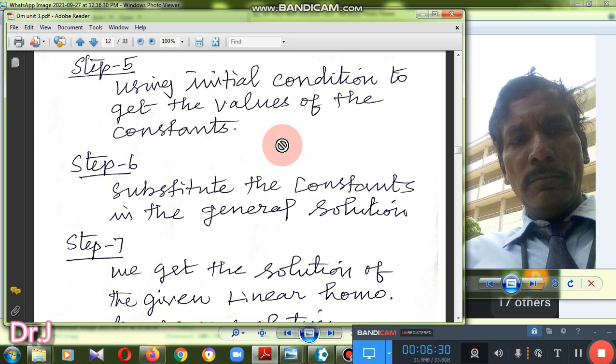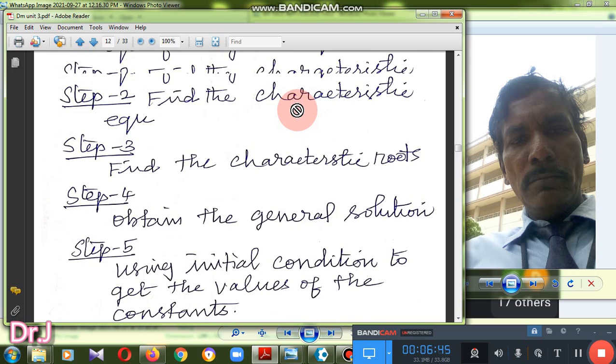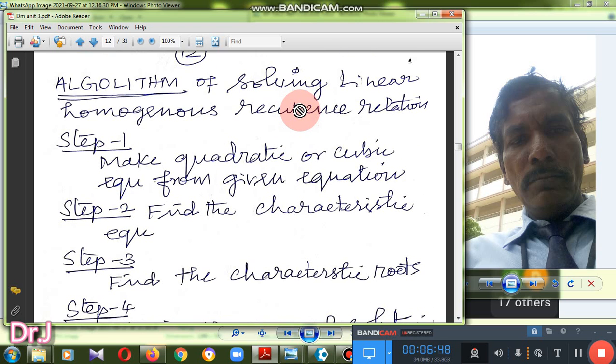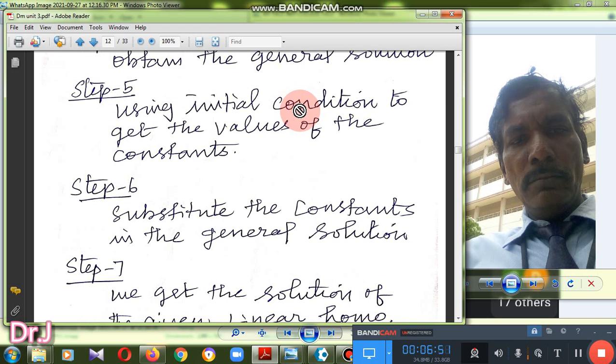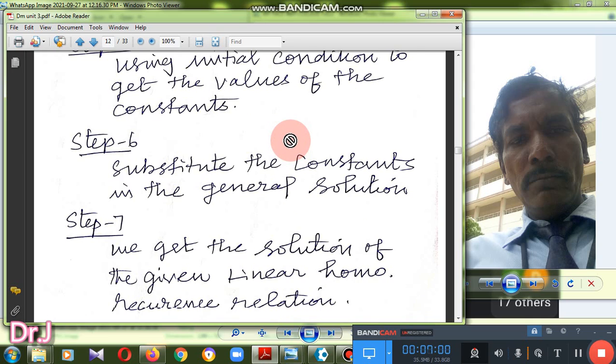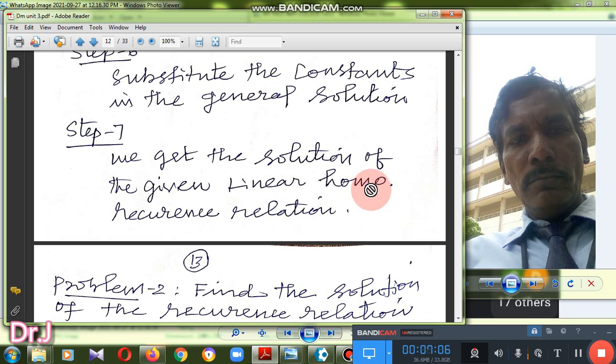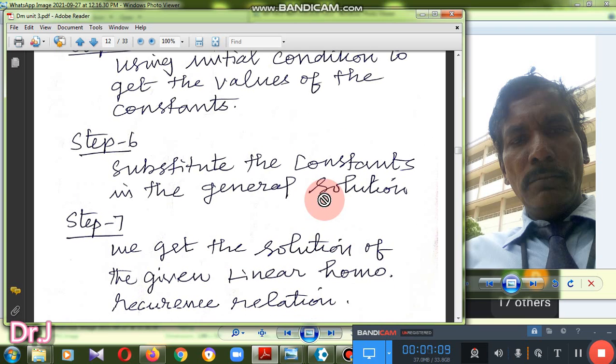So we find the values of the constants by substituting the initial values, and we substitute the constants in the general solution, and that gives us the solution to our recurrence relation. Solution means the sequence formula a_n or t_n, whatever it may be, which satisfies the recurrence relation. That is how we get the solution of the given linear homogeneous recurrence relation.